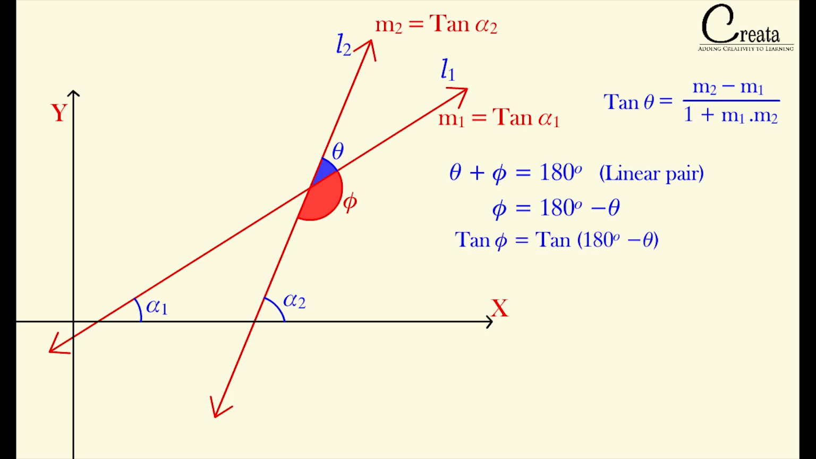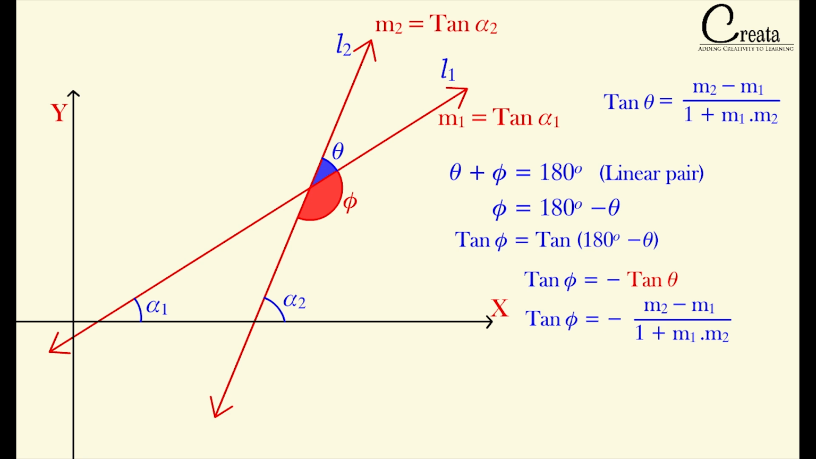Therefore tan phi is equal to tan of 180 degree minus theta. And we know the formula of tan of 180 degree minus theta is equal to minus tan theta. It is coming in the second quadrant, so it is negative. Further, just now we have seen the value of tan theta, which is equal to m2 minus m1 upon 1 plus m1 into m2. So can we replace tan theta with this formula? Let's do so. We got tan phi is equal to minus m2 minus m1 upon 1 plus m1 into m2. This is the formula of angle phi.